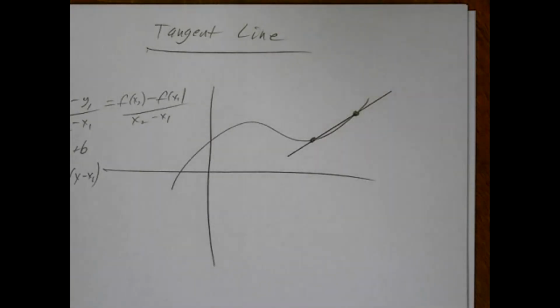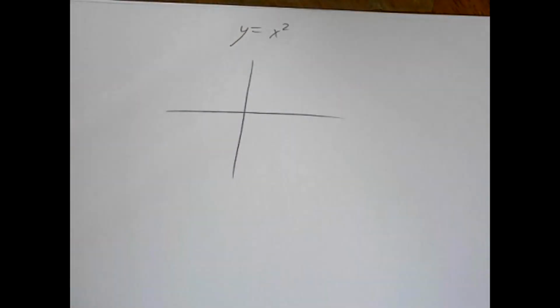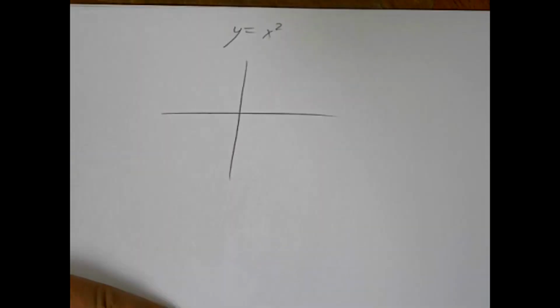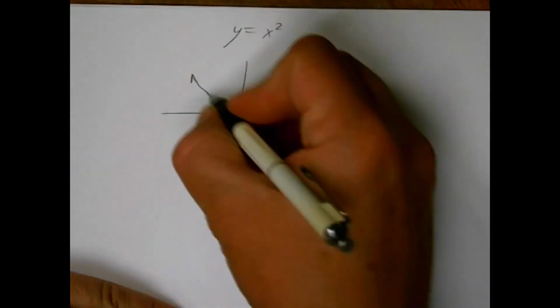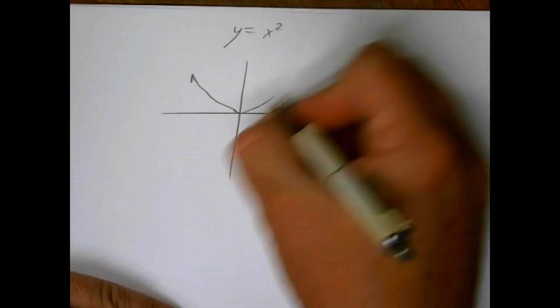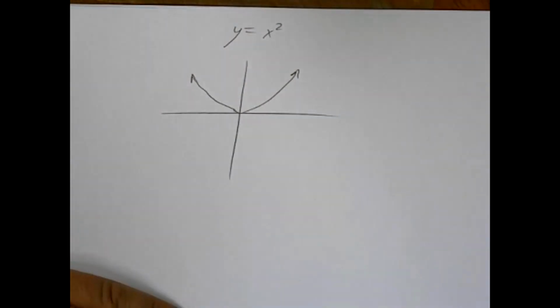Let's find a secant line. Let's actually do it. Let's look at the curve y equals x squared, simply because the calculations will be easy. I won't lie, I'm not looking for difficult arithmetic right now. So y equals x squared, it's a parabola that sits on the origin.